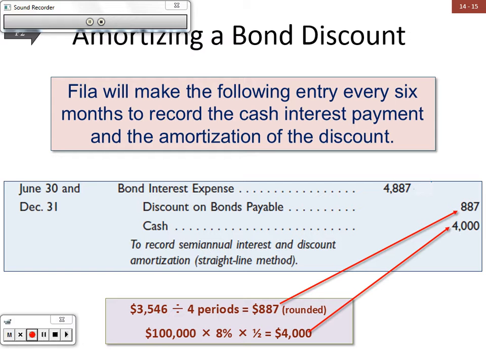Face value of $100,000 times that 8% interest rate that you saw a few slides before this, times half of the year, which gives us $4,000. That's the interest payment by itself. So that means they pay a total of $8,000 every year in interest for this bond. But $4,000 right now for this payment, plus adding the discount that we have to pay of $887. So it's a total of bond interest of $4,887. Now, discount on bonds payable showing there, and then the cash actually received from all of this, which is the $4,000 payment.